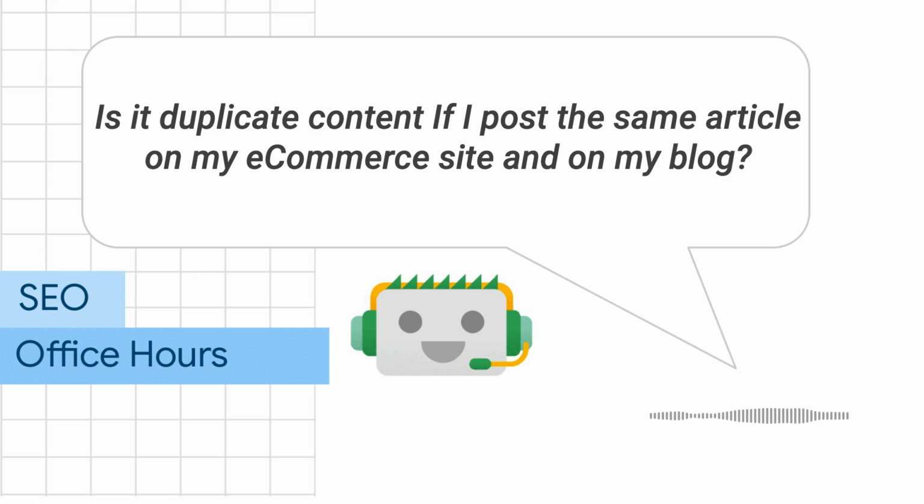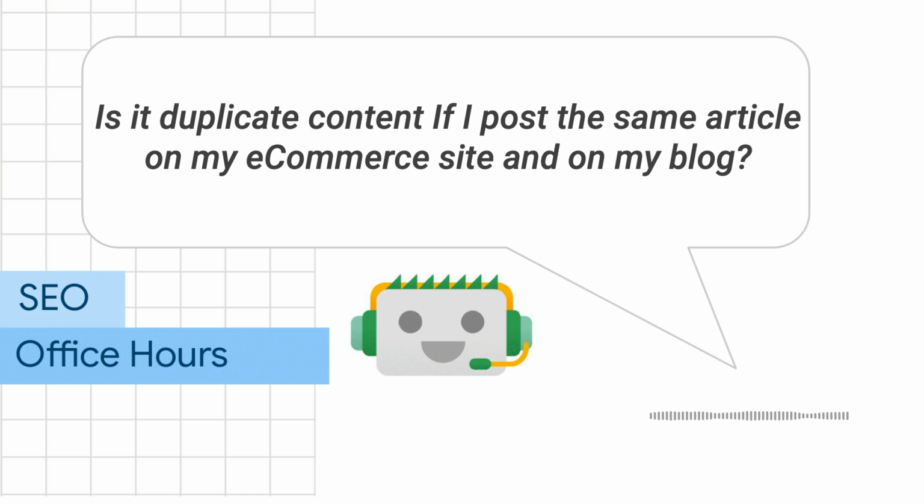If you want to fix that on your side, and you really want to say, well, I would prefer to have my blog indexed instead of my e-commerce site, you can do that. You can use the rel canonical link annotation on these pages to let us know which of these is your preferred version.